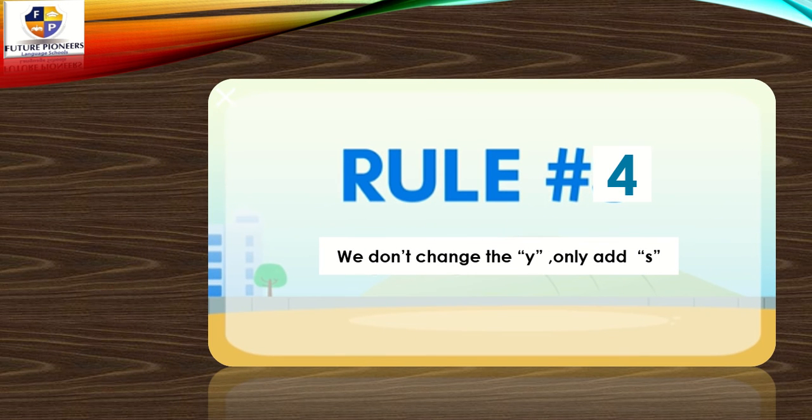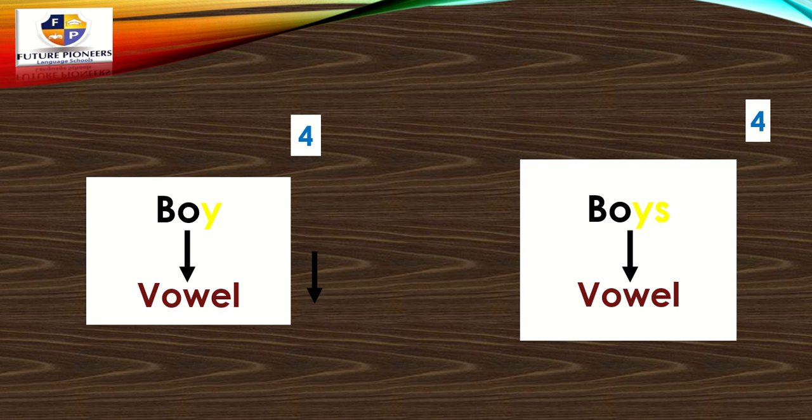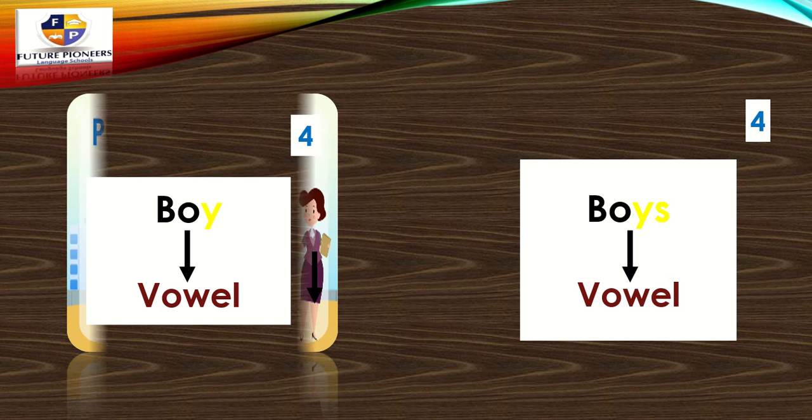Rule number 4. We don't change the letter Y if it's followed by a vowel, like boy. The letter O here is a vowel, but the word ends with Y. I only cross out the Y if the word ends with Y and the Y is preceded by a consonant. But here I have the letter O in the word boy, so I will just add the plural S at the end of the word.